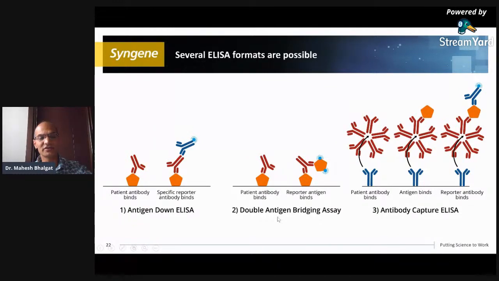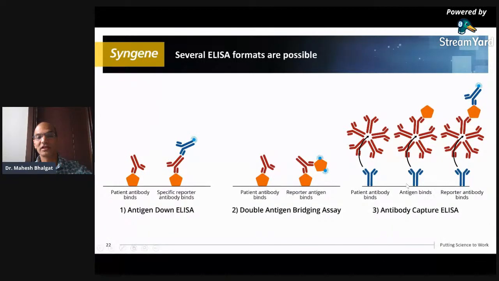There's the other type, which is the double antigen bridging assay, where you look for binding the antigen, but you also come in with the antigen that is tagged to an HRP or an alkaline phosphatase enzyme, and then again leads to signal generation, but telling you that both of these are present and therefore this antibody is actually present in the sample.